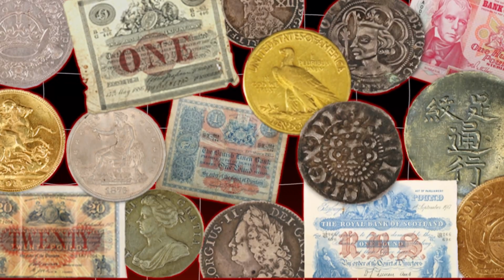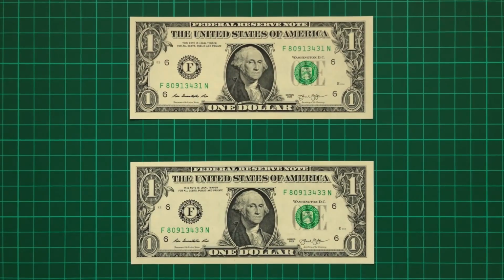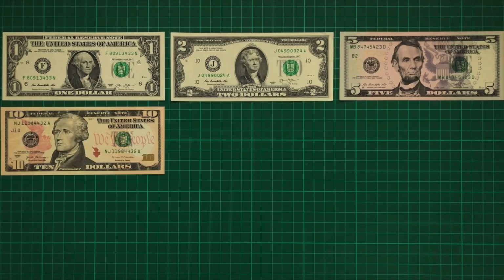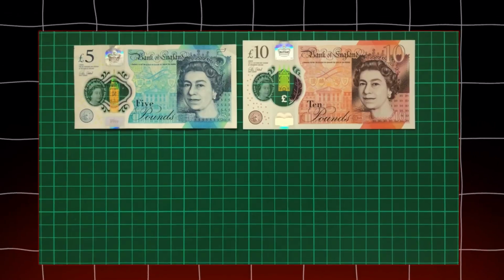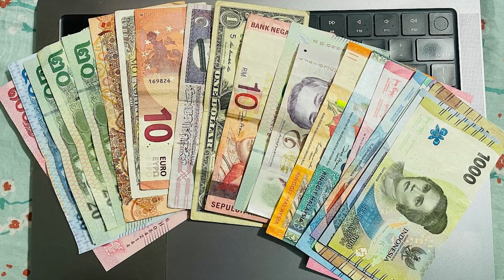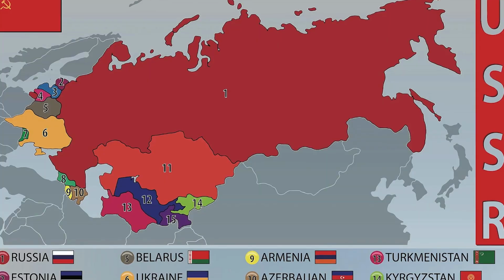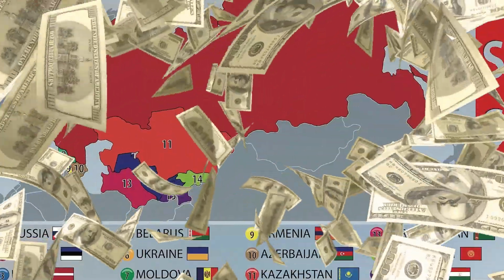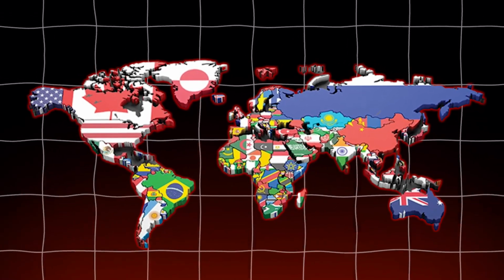Currencies are also tied to national identity. The designs on banknotes and coins often reflect a country's culture, history, and values. For example, US dollars feature images of famous presidents, while the British pound includes portraits of monarchs. Currencies can also symbolize a nation's independence. After the breakup of the Soviet Union, many former Soviet republics introduced their own currencies as a way of asserting their newfound independence and sovereignty.